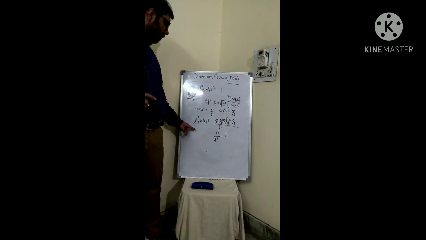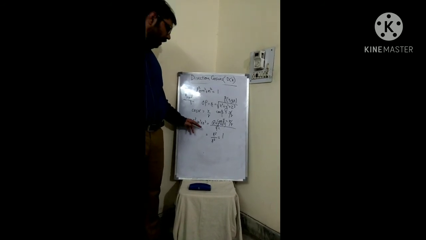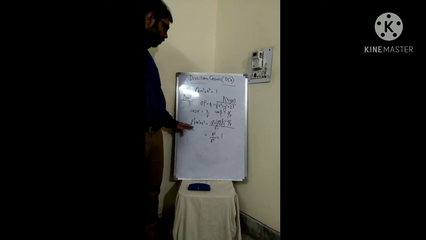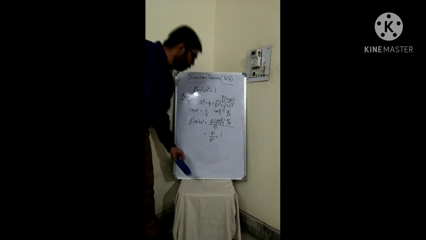So always remember, for a given line, if we have the direction cosines L, M and N, the sum of squares of the direction cosines, which means L square plus M square plus N square, is equal to 1. Okay, this is an important result.